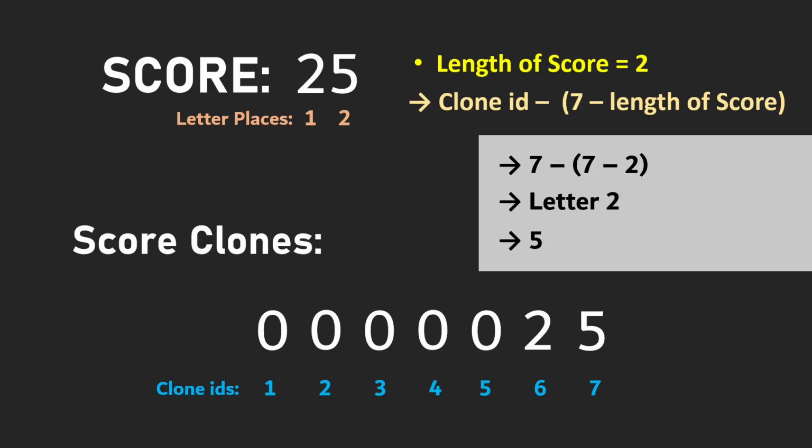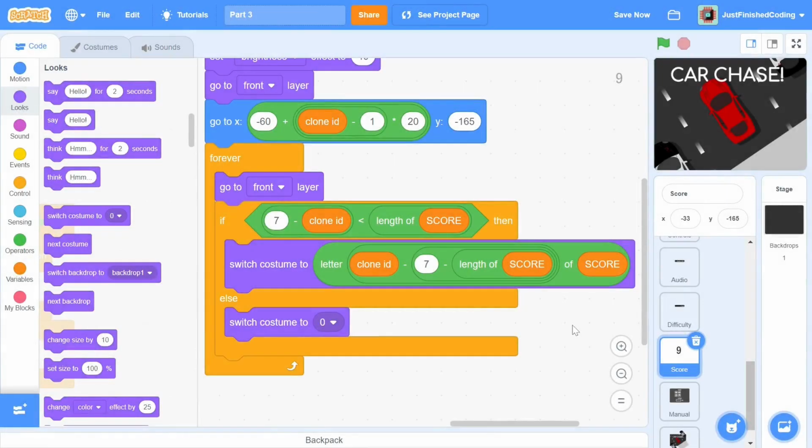Let's make sure that this works for the 6th clone as well. The digit would be 6 minus 5, which is the first digit. Thus, the 6th clone switches its costume to 2 exactly as intended. Let's get back into the code. If this is not the case, then we just keep the costume to 0.